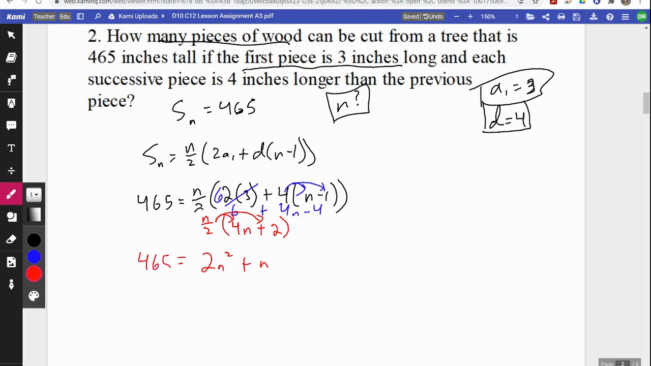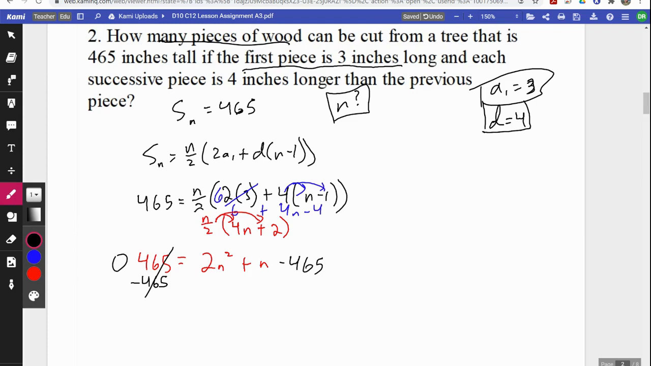All right, so that was all just some basic simplification, just kind of organizing things. But we have a quadratic. We have 2n squared plus n. So I'm going to subtract 465 from both sides, so it can be 0 on this side. And now we can solve the quadratic.